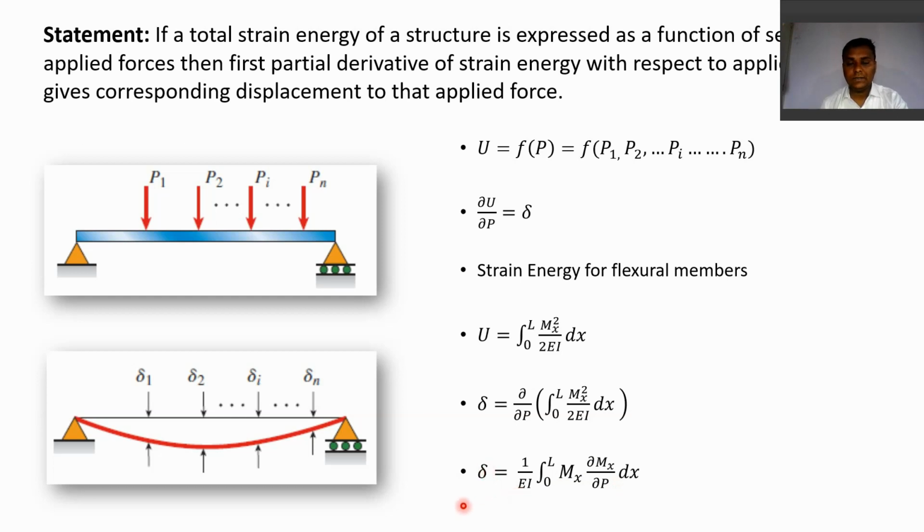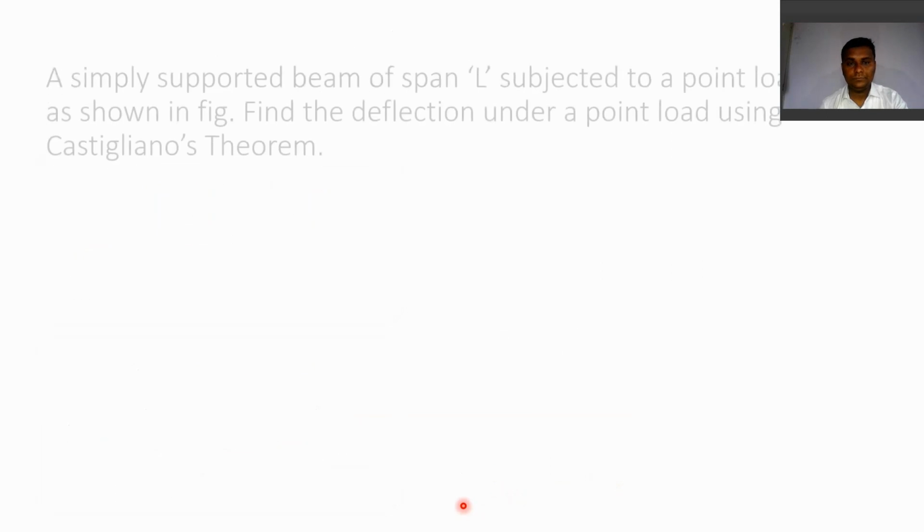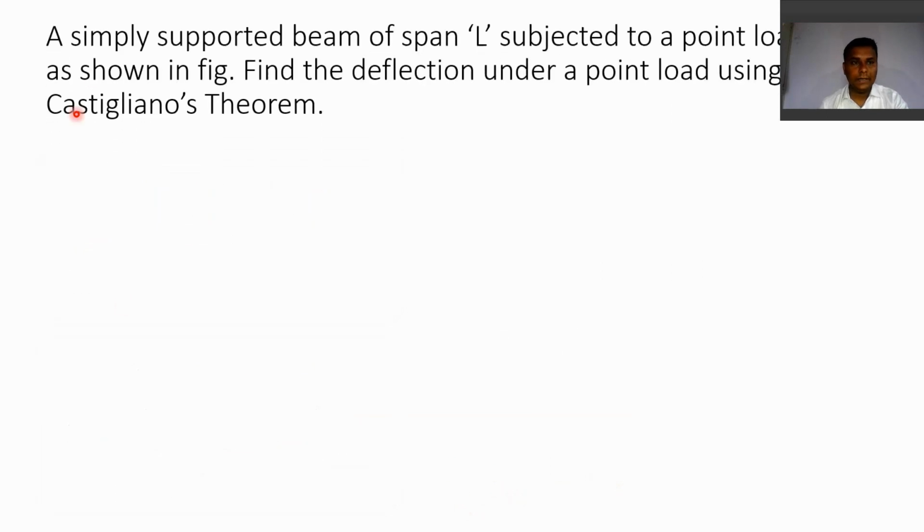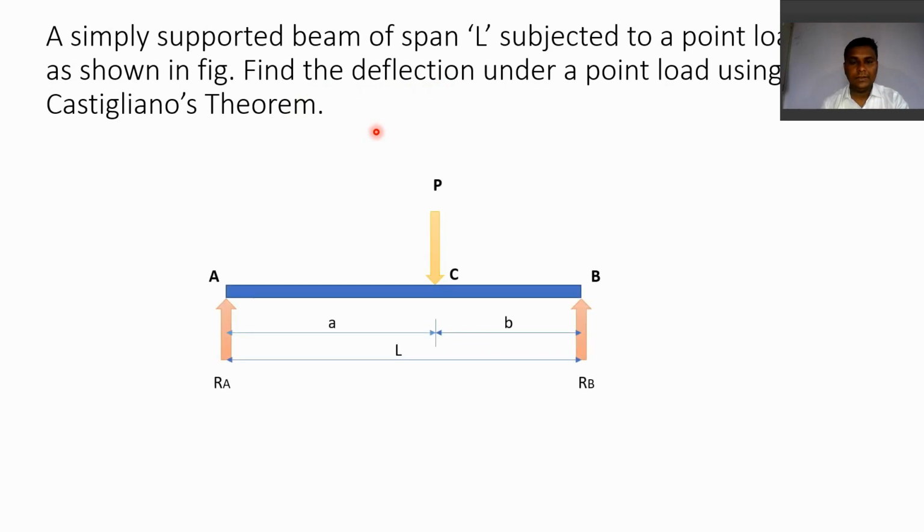To understand this concept, let us see one example. The example is that a simply supported beam of span L is subjected to a point load, as shown in the figure. Find the deflection under the point load using Castigliano's theorem. Here, this is a simply supported beam subjected to a point load P at a distance A, at a point C. The total length of this beam is L. At A and B, as it is a simply supported beam, reactions RA and RB will be there.